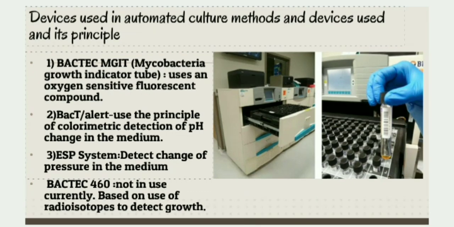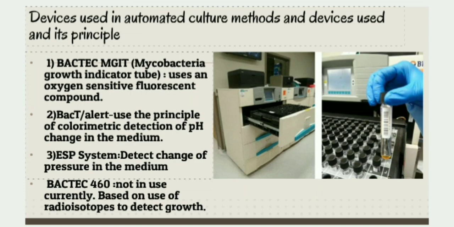The second one is BACT/ALERT. It uses the principles of colorimetric detection of pH change in the medium, which occurs due to carbon dioxide liberated by the growth of Mycobacterium tuberculosis. Colorimetric analysis is a method of determining the concentration of a chemical element or chemical compound in a solution with the aid of a color reagent. It is applicable to both organic and inorganic compounds and may be used with or without an enzymatic stage.